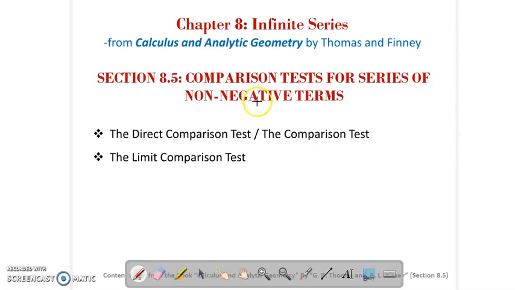In today's lecture we will discuss section 8.5, Comparison Tests for Series of Non-Negative Terms, from the book Calculus and Analytic Geometry by Thomas and Finney. And in this section we will cover the direct comparison test and the limit comparison test.